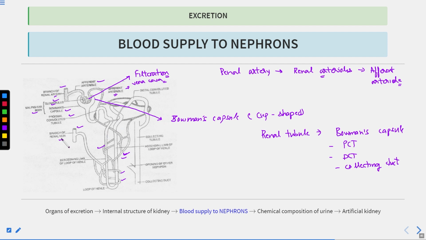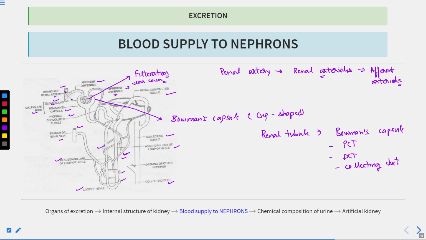Now, here you can see the proximal convoluted tubule leads into the loop of Henle. This one is the descending limb of Henle, and then we have the ascending limb of Henle. Then this ascending limb merges into the distal convoluted tubule. Then the distal convoluted tubule leads into the collecting tubule, and finally all the urine is drained in the collecting duct.